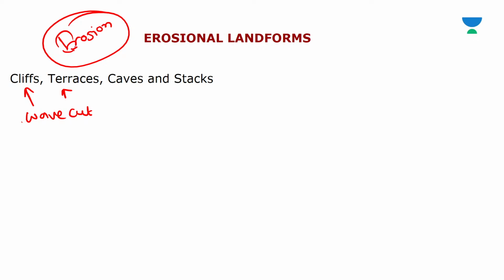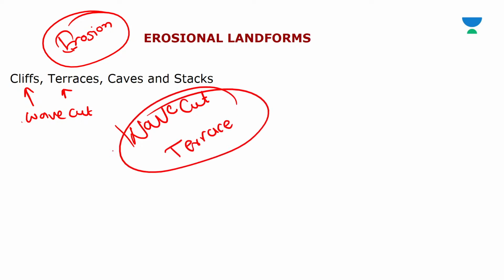At the foot of such cliffs, there may be a flat or gently sloping platform covered by rock debris derived from the sea cliff behind. Such platforms occurring at elevations above the average height of waves are called wave cut terraces.